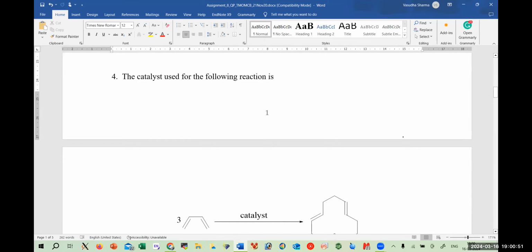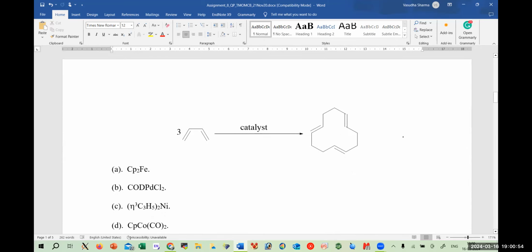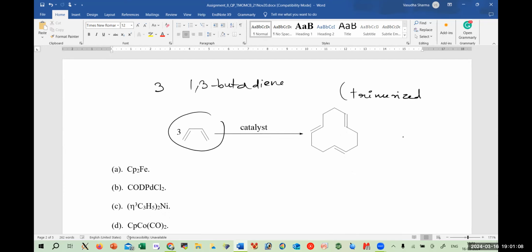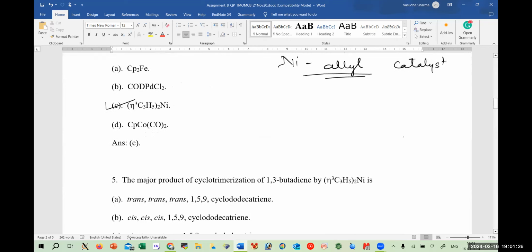The catalyst which is being used for the following reaction is... So here we have three molecules of 1,3-butadiene, and it is giving you a cyclic trimerized product. This is possible when we have a nickel allyl catalyst. So the nickel allyl catalyst is the one which is actually doing the reaction.